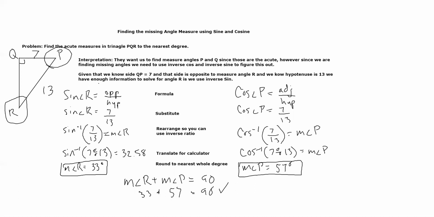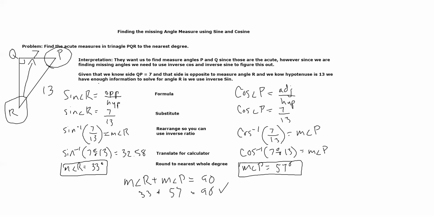All right. So let's start with sine, right? Sine of R. Why would I start there? Well, take a look at the dimensions that we have. We know that side QP is 7, and that side is opposite to angle R, right? 7 is opposite to angle R. We also know the hypotenuse, which is 13. We have enough information to solve for angle R.